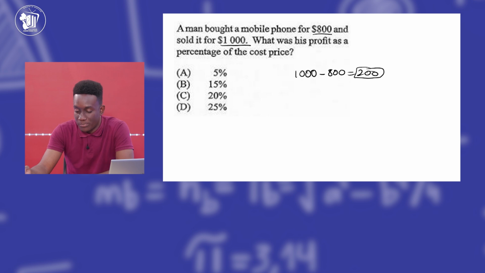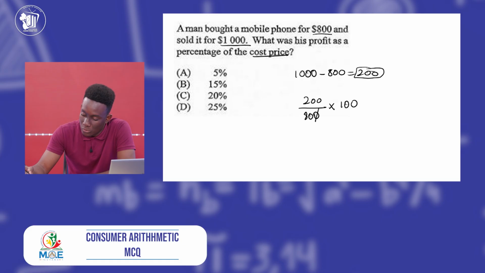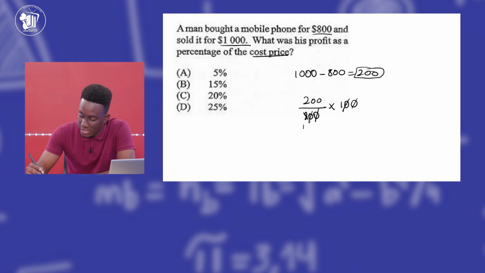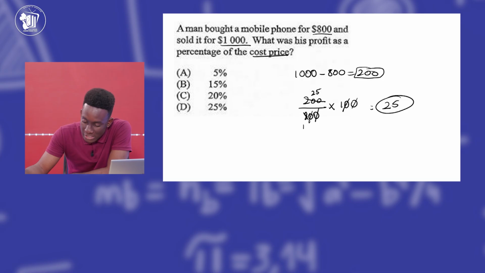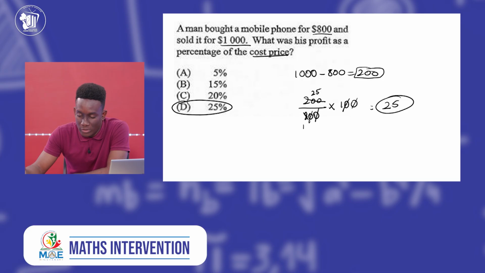So they want the profit as a percentage of the cost price. So it's 200 over the cost price, which is $800. And we multiply this by 100 to find the percentage. So this 0 goes with that 0, this 0 goes with that 0. 8 ones are 8. 8 can go into 25 times. So 25 times 1 would be 25. So the profit as a percentage would be 25%.